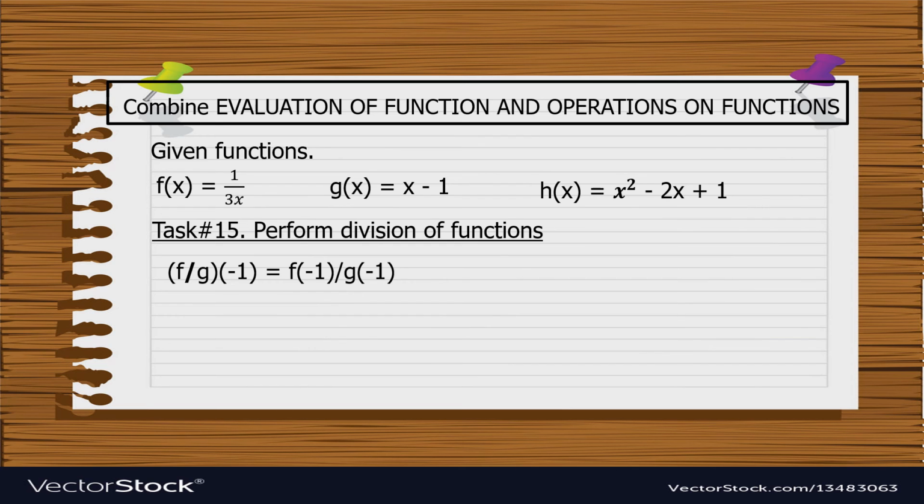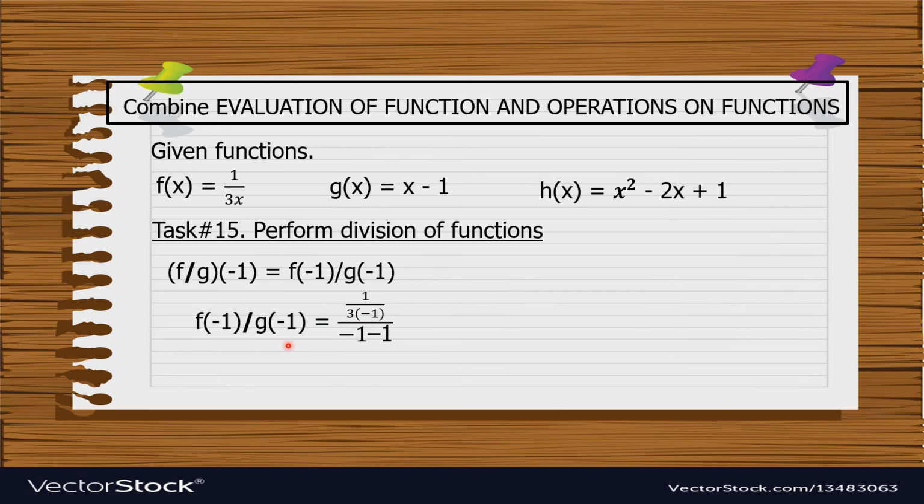Now, I will show you how to answer this kind of problem the easiest way, I think. Why? Because you will go directly on operations on functions as well as evaluation of function. So let us have this example. F divided by g of negative 1 is equivalent to f of negative 1 all over g of negative 1. So we use f of x. So we evaluate f of x at negative 1. So we use this expression, but we replace x by negative 1 already. So 1 over 3 multiplied by negative 1.